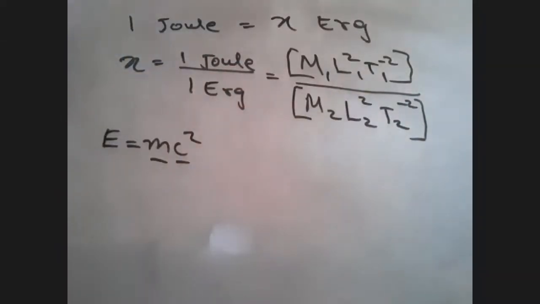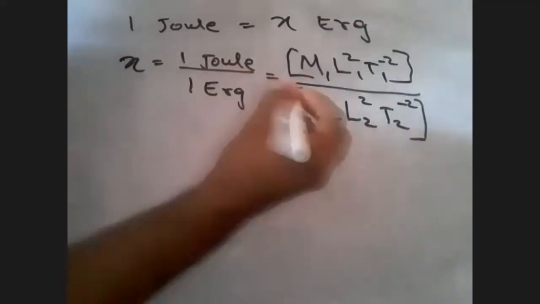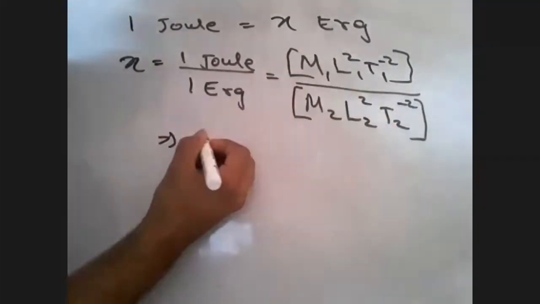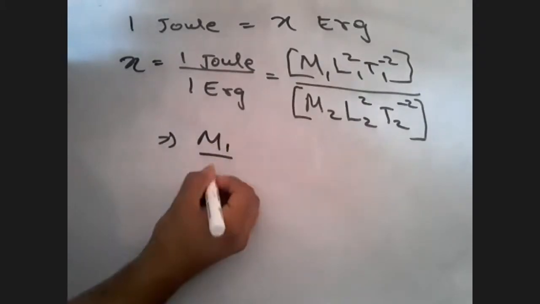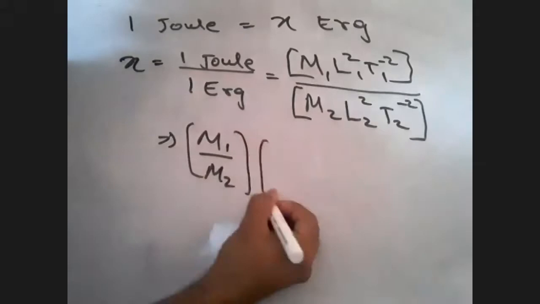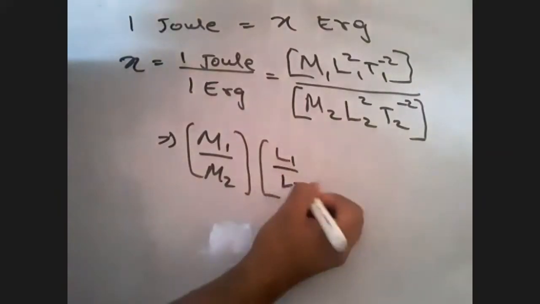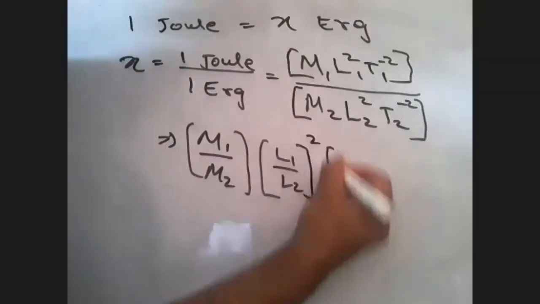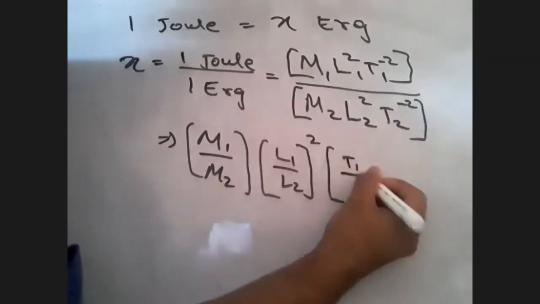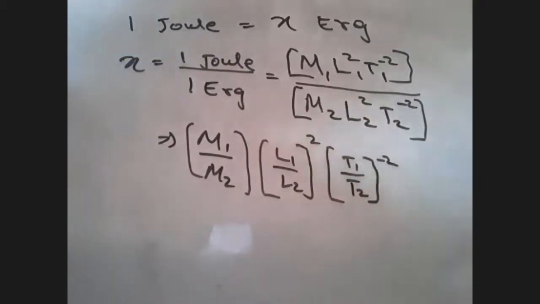So now if you see, you can divide each term in such a format. You can bring this in this format, M1 upon M2, and then L1 upon L2 whole square, and T1 upon T2 whole raised to minus 2.